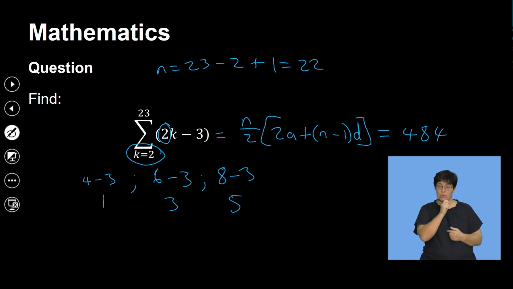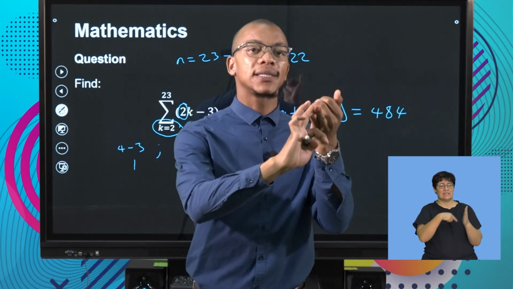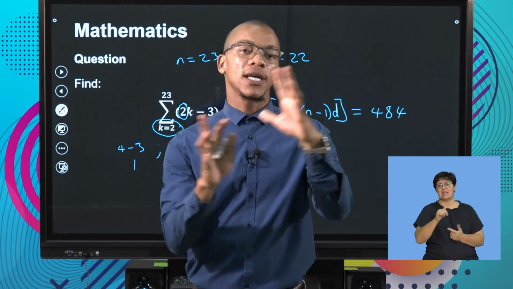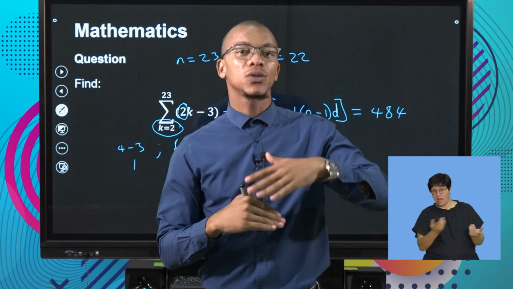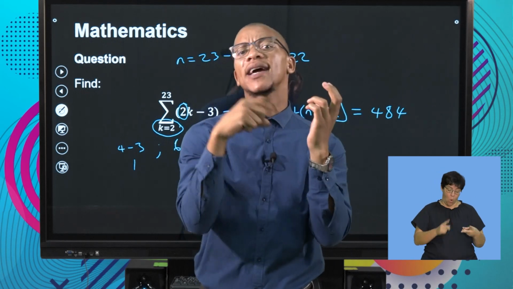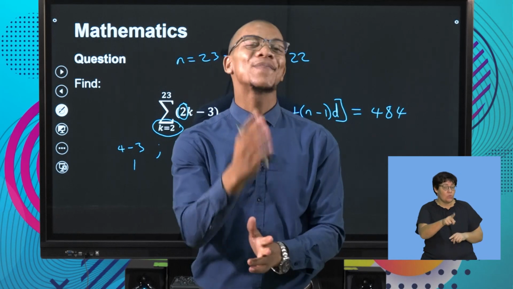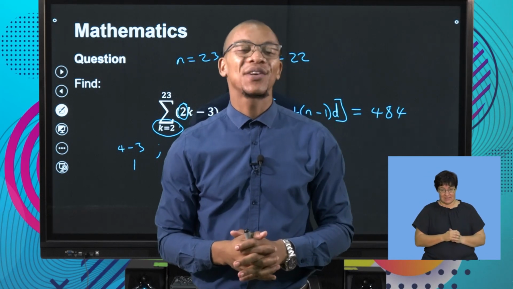But that's really what sigma notation is about. So far, make sure you write down your data. What is a, what is d, what is the number of terms, and choose between the formula that uses the whole formula with the a and the d and the n, or the formula with just the a and the last term, provided you know what you are given, right? Guys, I hope that is very clear for you.